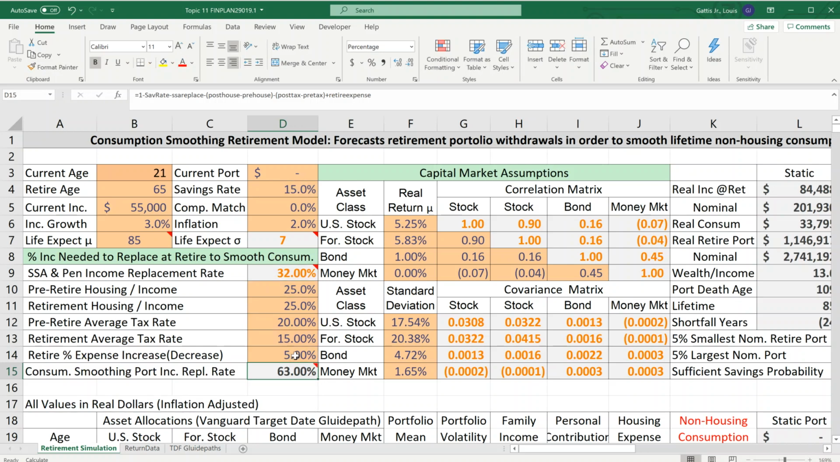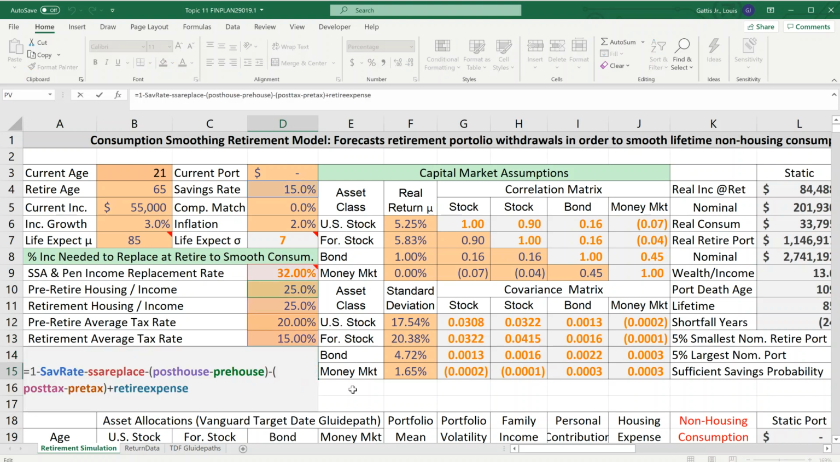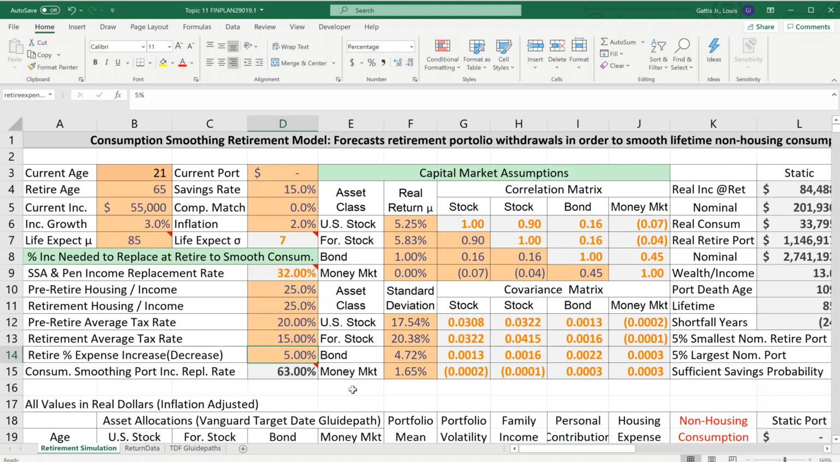It takes what percentage of your retirement is going to have to be replaced with your portfolio. So it's basically 100% minus your Social Security replacement, minus your savings rate, minus any changes in retirement, minus any changes in housing, and plus or minus the last retirement expense. And notice I've used some range names, so if you want to see exactly what's going on, you can see I have range names. All right, so there you go. So I need to replace 63% of my income to smooth consumption.